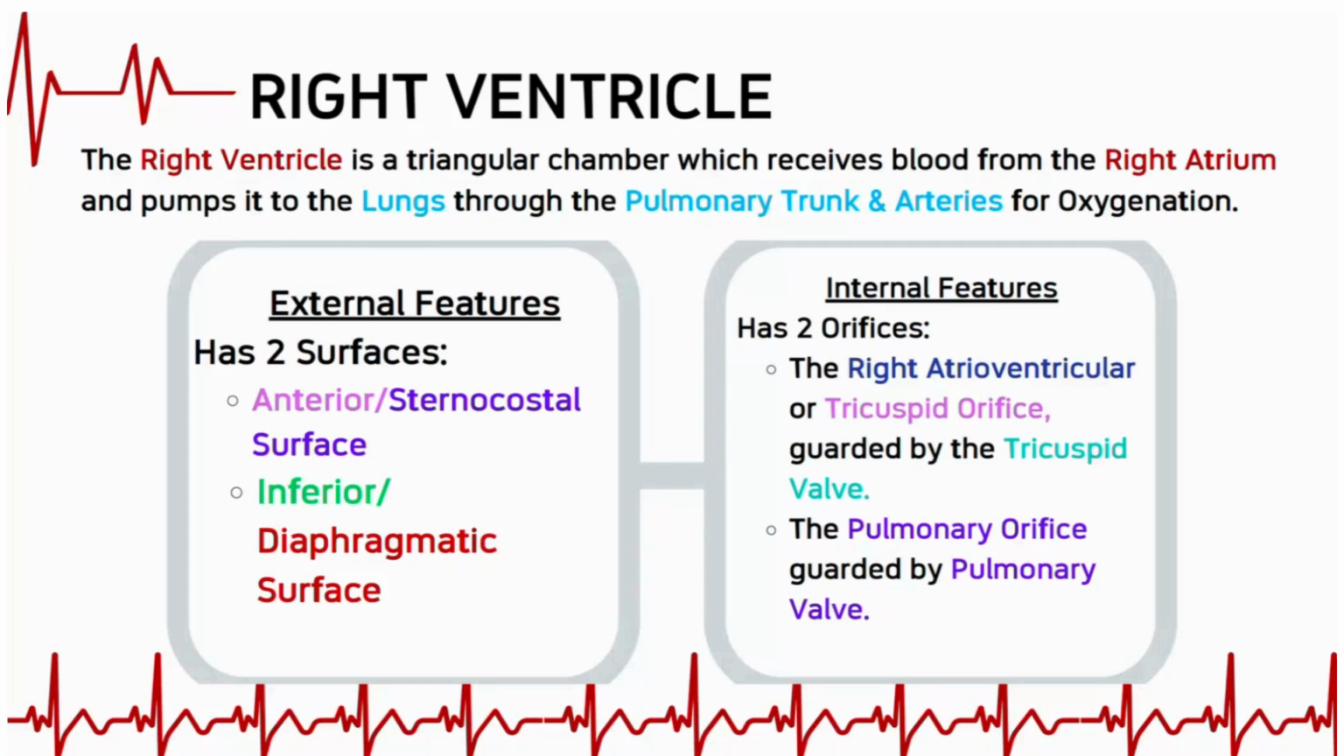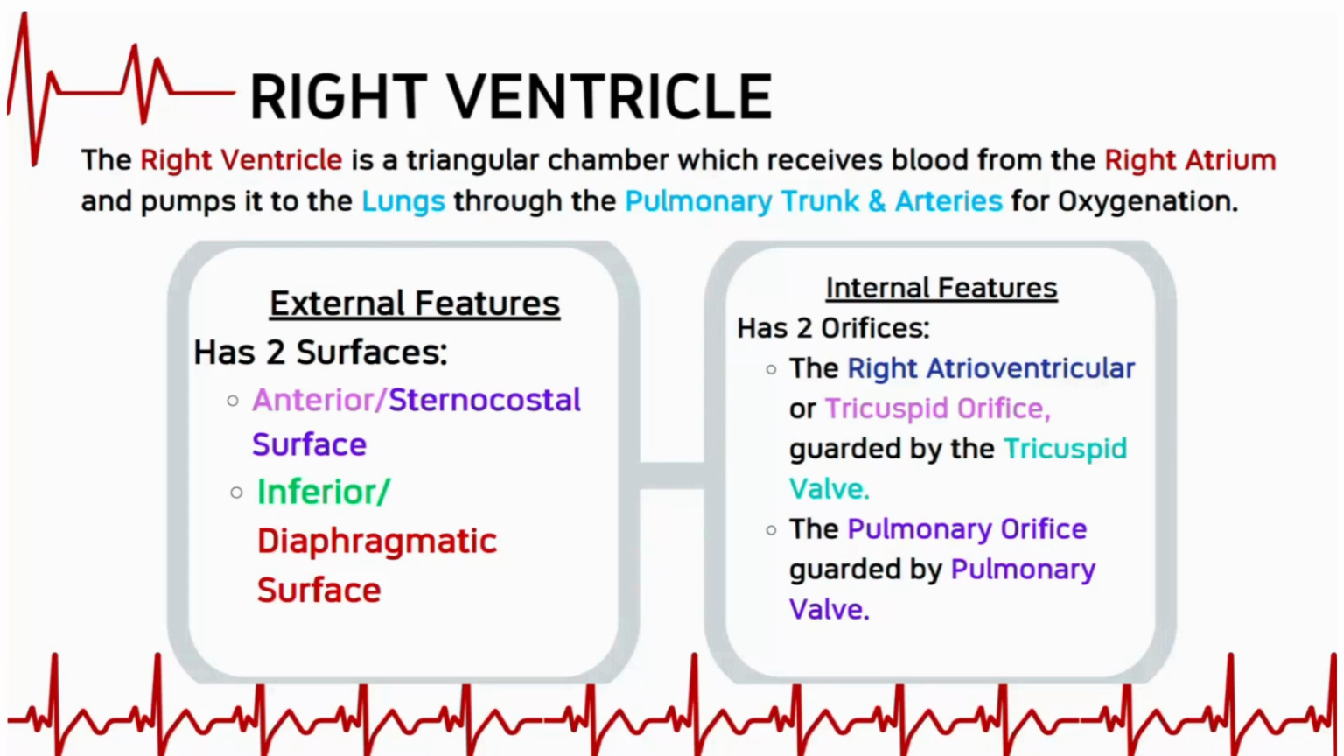So let's talk about the external features of the right ventricle. It has 2 surfaces. It has an anterior surface, which is also known as the sternocostal surface. So that's the side that faces the sternum and the ribs. And we have the inferior surface, which is the diaphragmatic surface. So that faces the diaphragm.